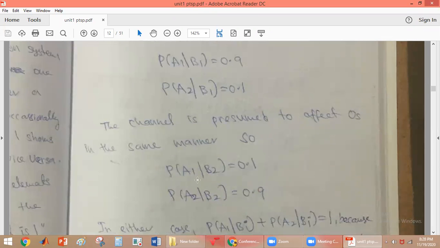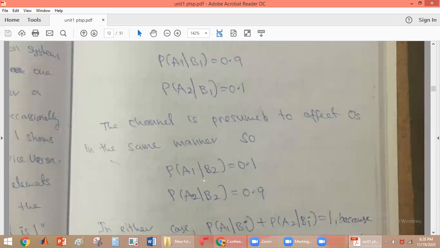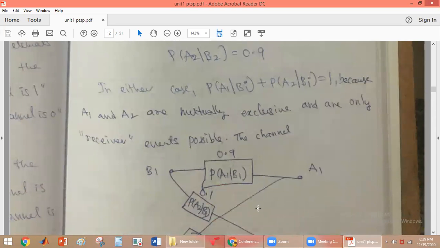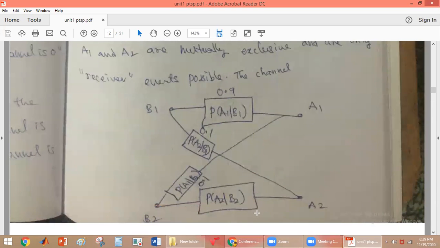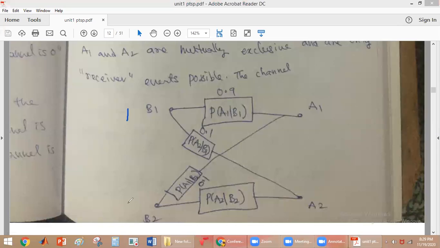And similarly, the probability of receiving 1 when 0 is transmitted is 0.1. The probability of receiving 0 when 0 is transmitted is 0.9. So this is the figure that shows the complete discussion we have had here. We are transmitting 1 and 0, and at the receiver we are receiving 1 and 0.